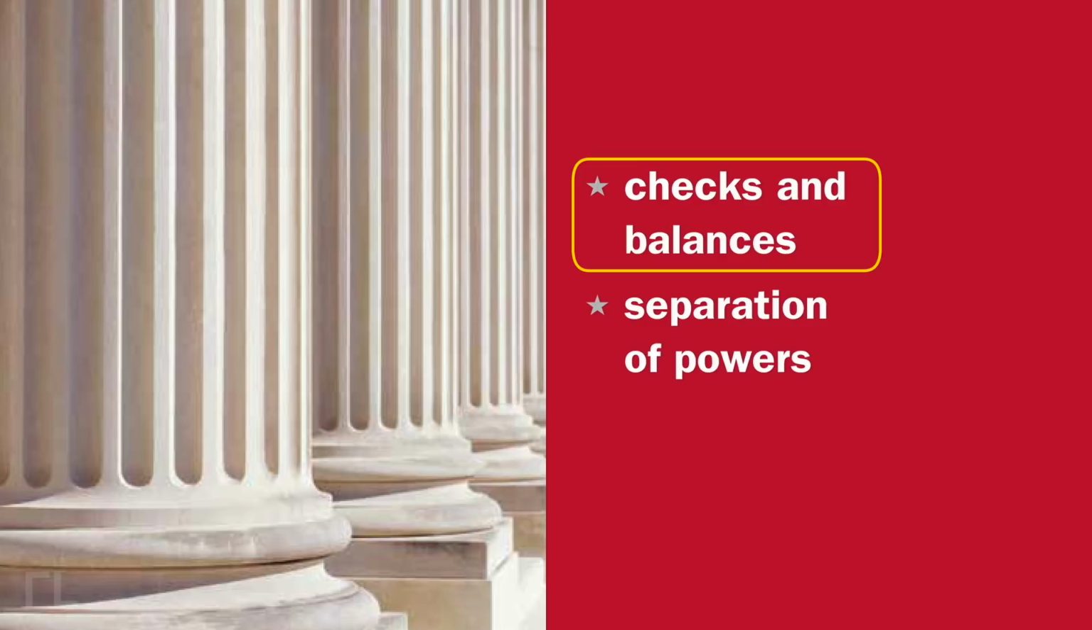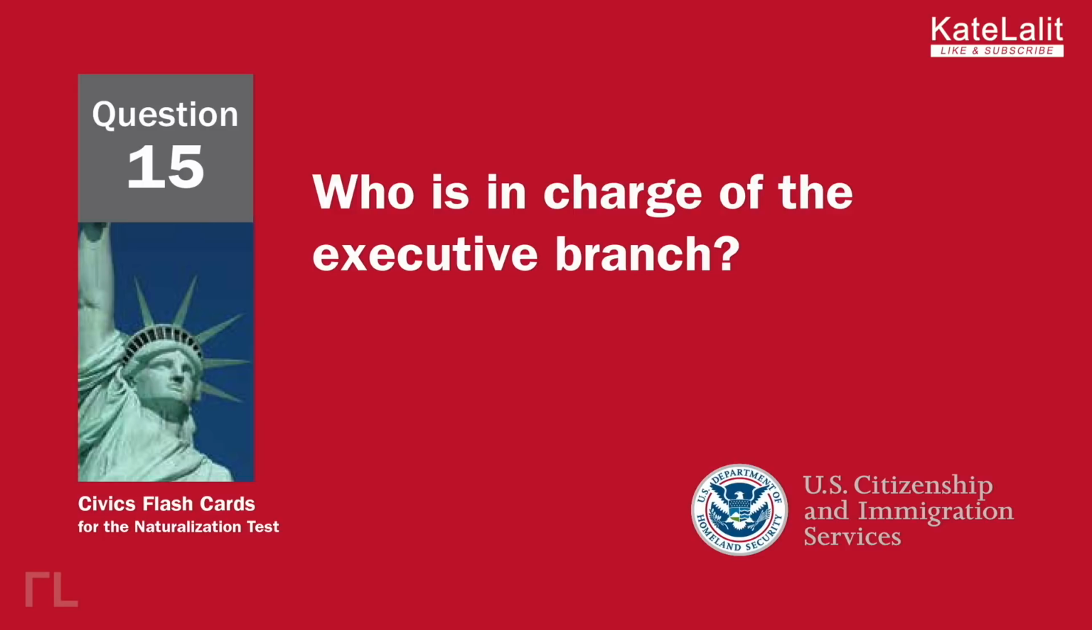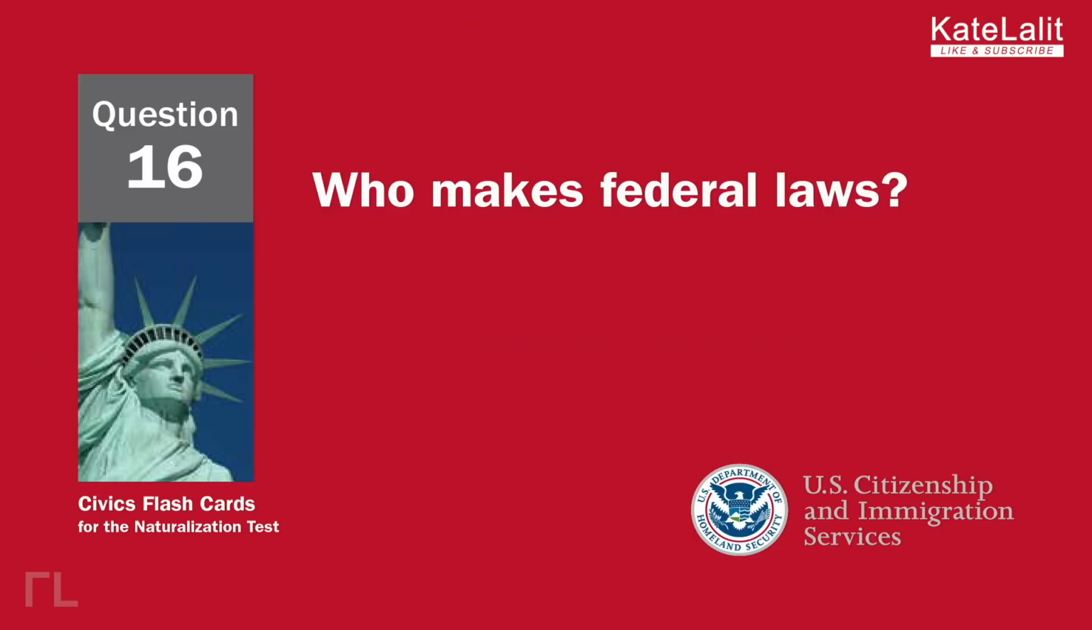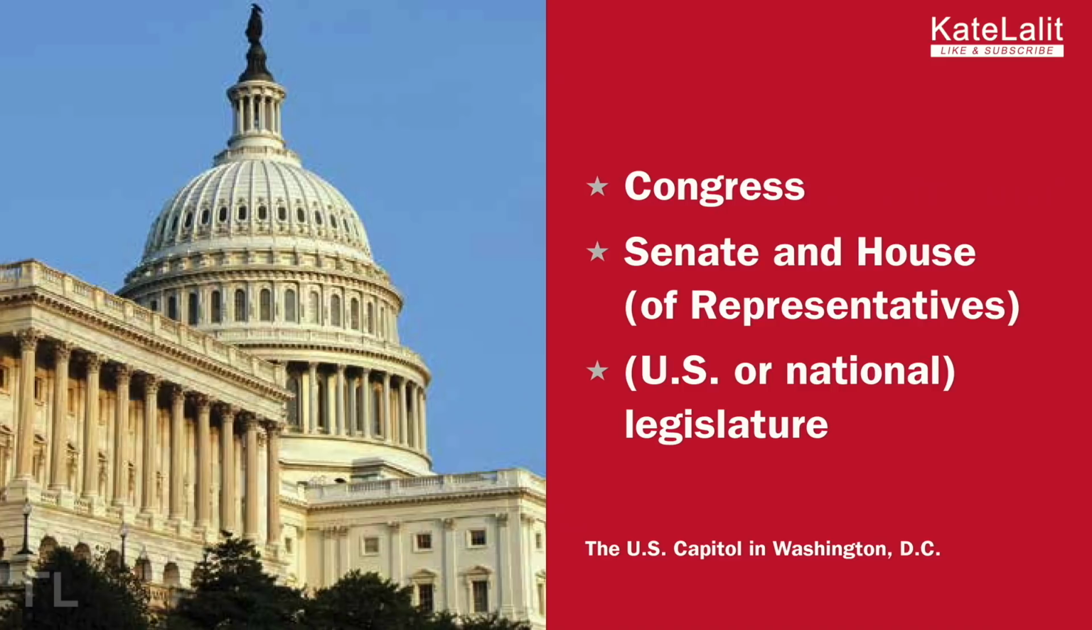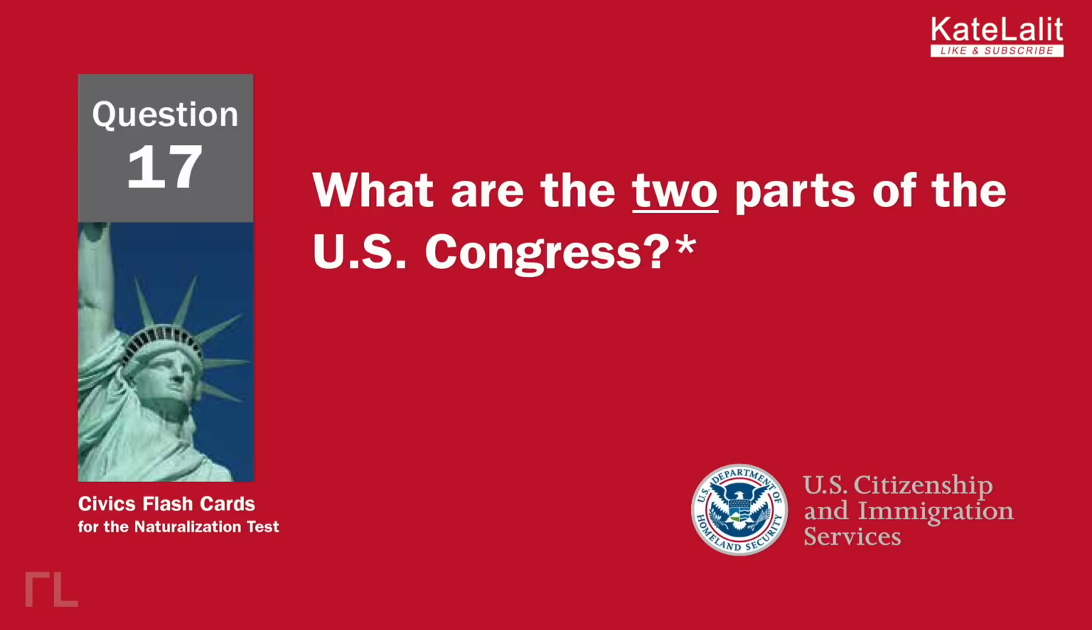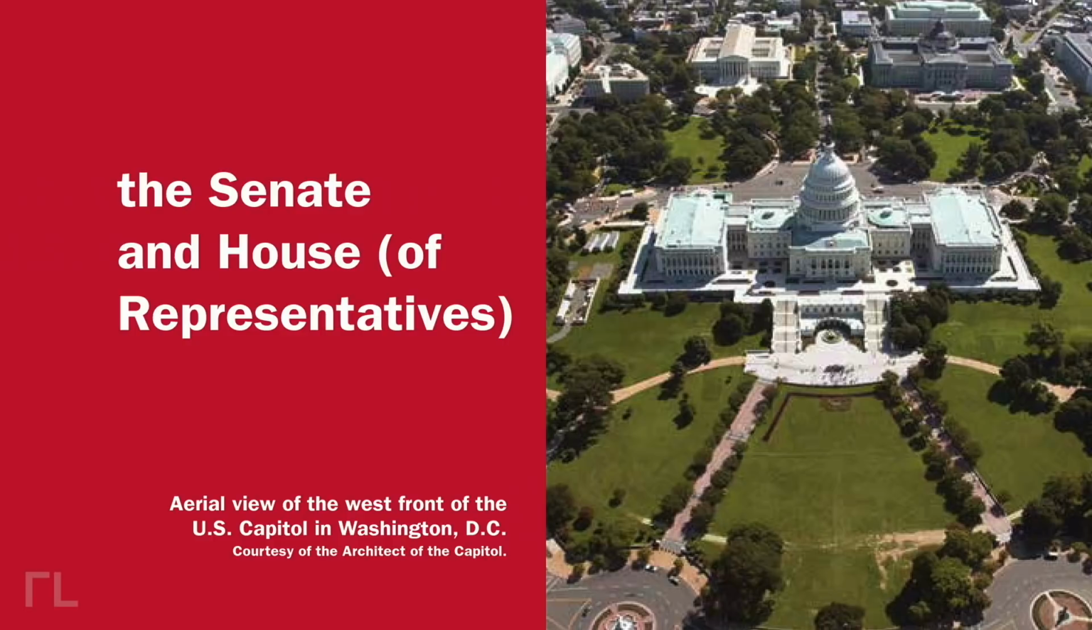Who is in charge of the executive branch? The president. Who makes federal laws? Congress. What are the two parts of the U.S. Congress? The Senate and the House of Representatives.